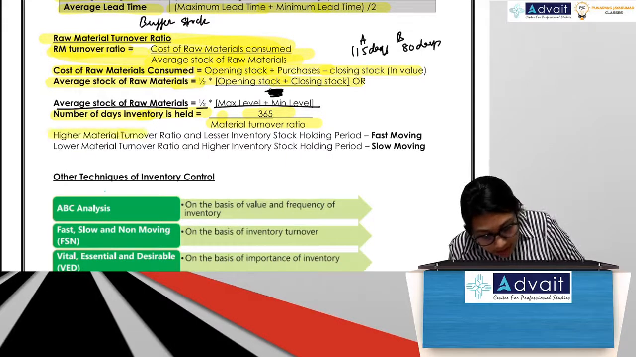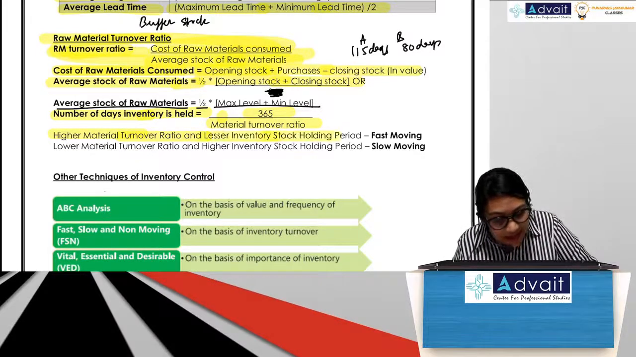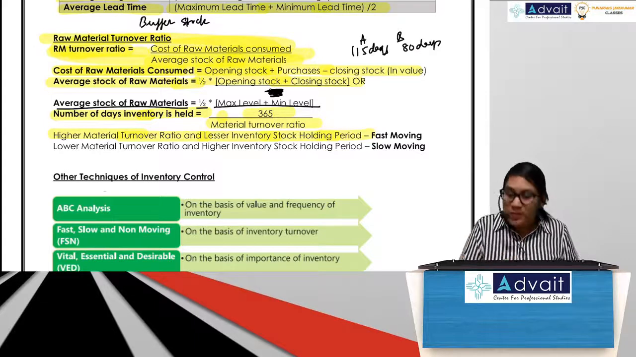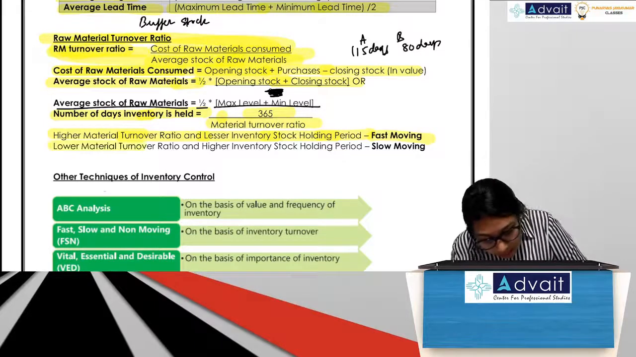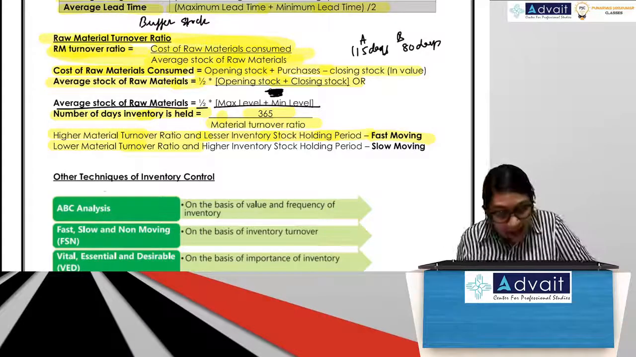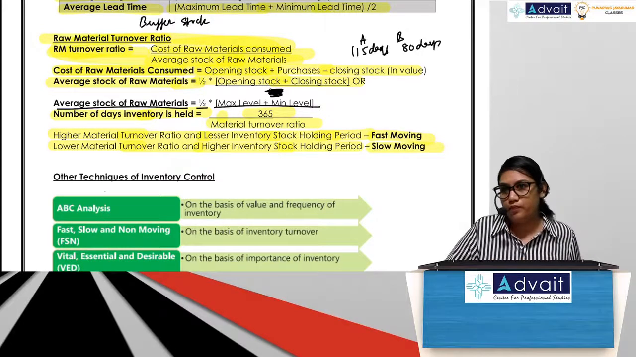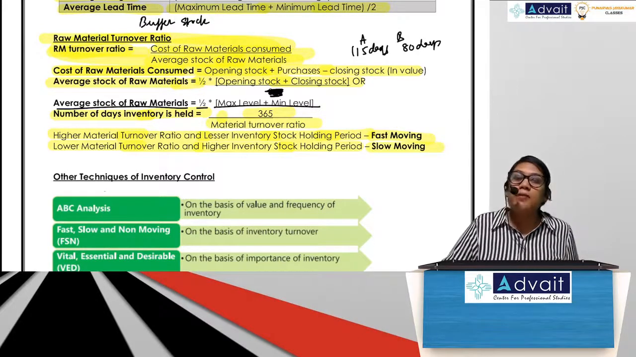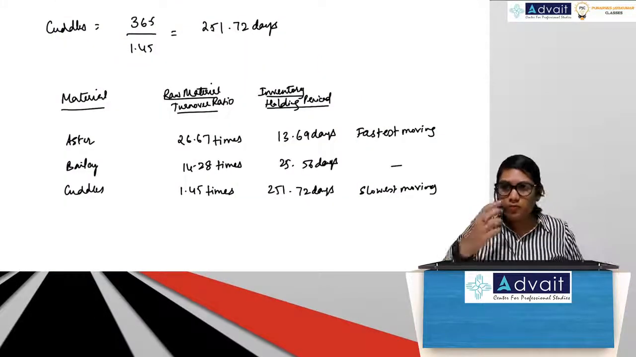We deduce that a higher material turnover ratio and a lesser inventory stock holding period would mean that my material is fast moving, and a lower material turnover ratio and a higher inventory stock holding period would mean that my material is slow moving. Guys, is it okay? Sometimes they may give you questions on raw material. Guys, shall we move on?